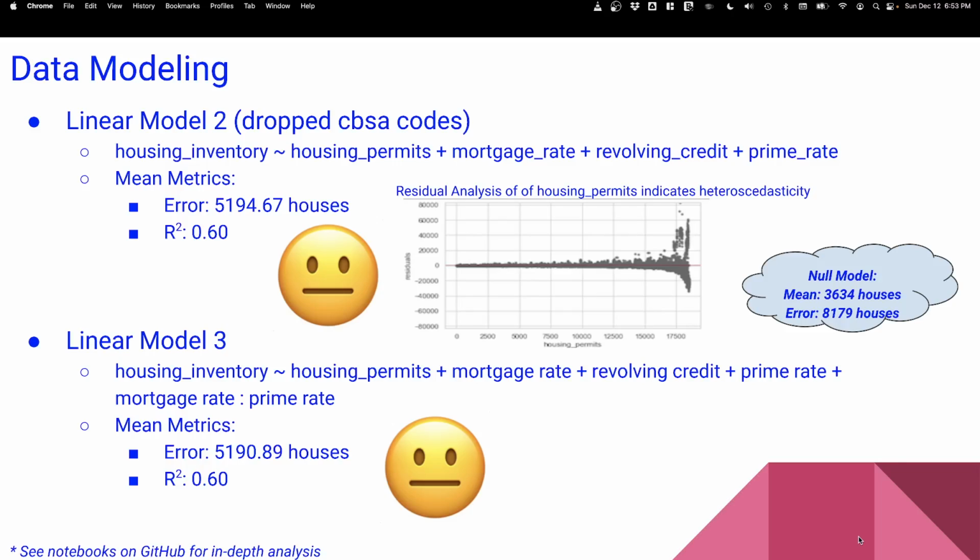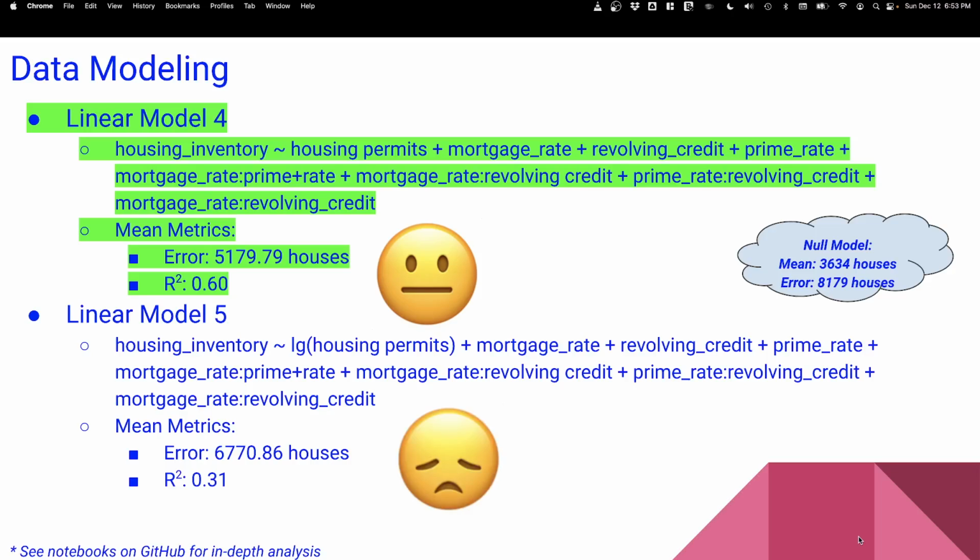Doing a check of our residuals, we look at our housing permits, and we see what looks like a lot of heteroscedasticity. So that might be something we should look to improve in future analysis. Let's go ahead for linear model 3 and add an interaction rate between the prime rate and mortgage rate. We mentioned before that was one of the things that folks expected to be strongly correlated, and they were actually inversed. Our error did improve slightly, but our R squared, not so much.